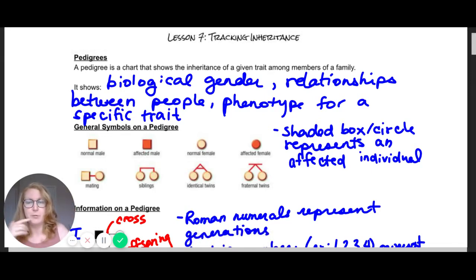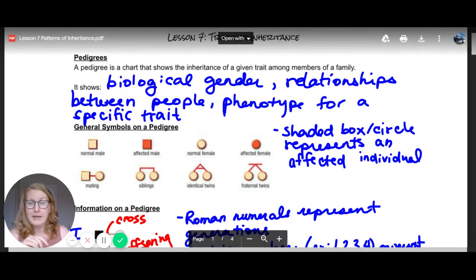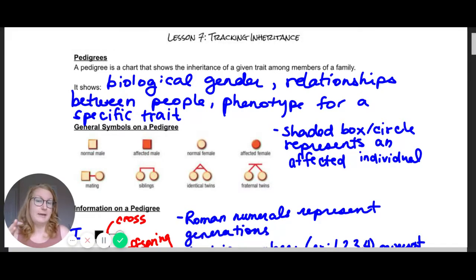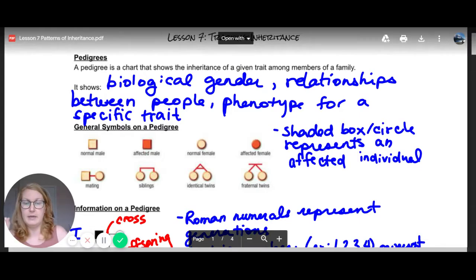Just want to mention, we don't only use this for diseases or disorders, although that is what we tend to use them for, because many of the traits we don't really care that much about, but if it's something that has to do with a genetic disorder, it'd be really useful for us to show that on a pedigree. We're also going to talk about on the second page that some disorders, diseases, even just traits themselves, do depend on the biological gender of the person. So we're going to look at that on the second page.